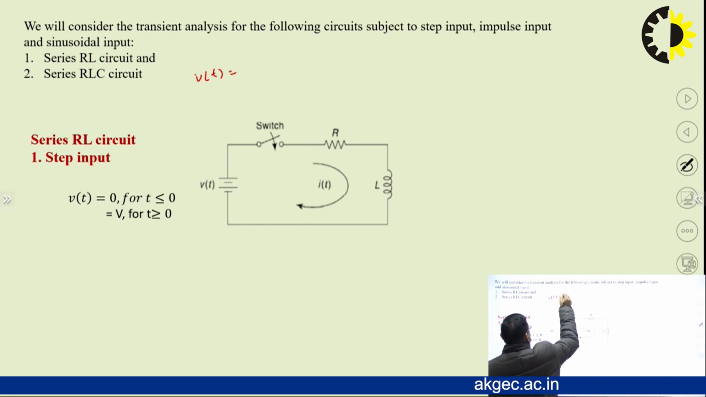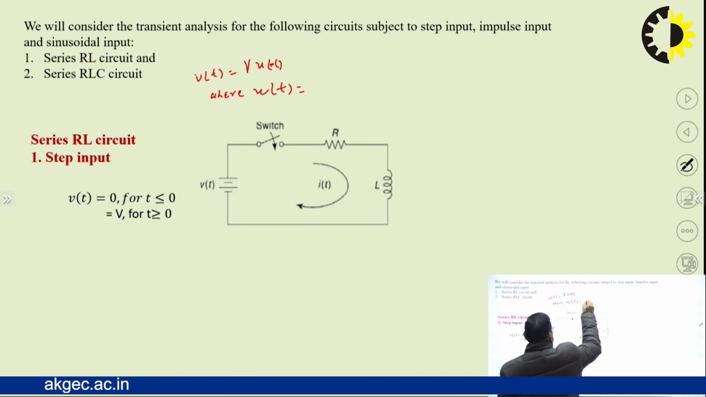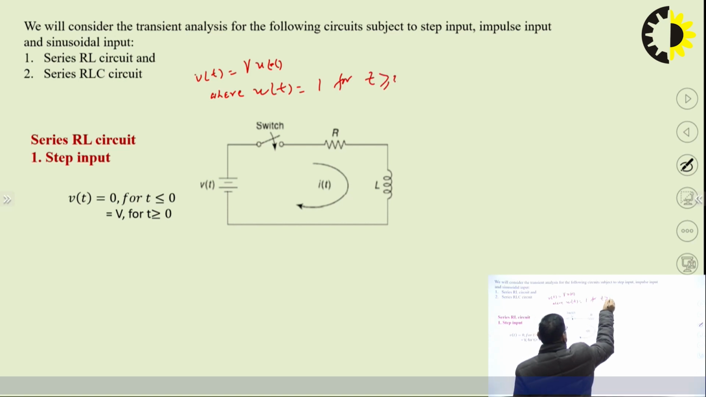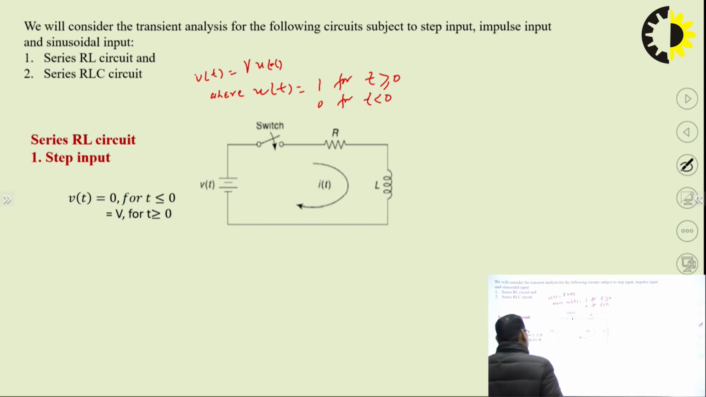So, v(t) is nothing but V u(t), where u(t) is 1 for t greater than or equal to 0 and 0 for t less than 0. So, this is the step voltage of value V.